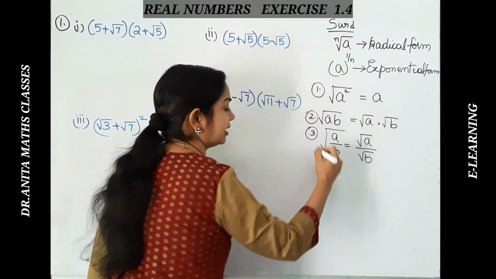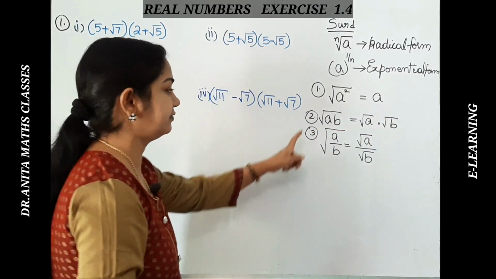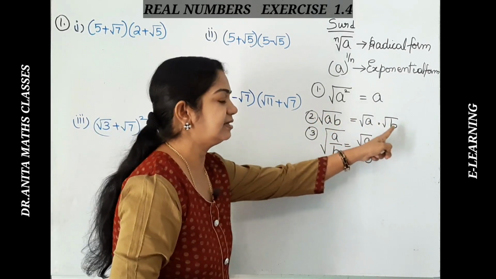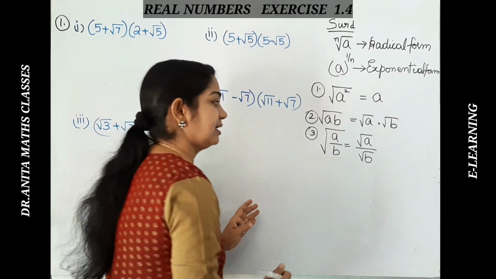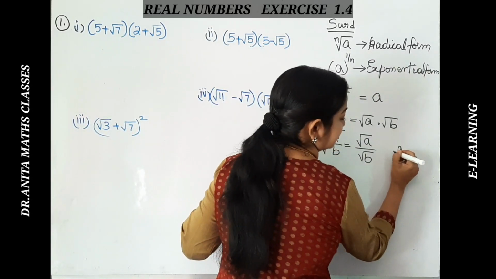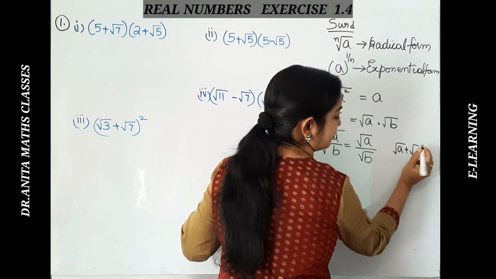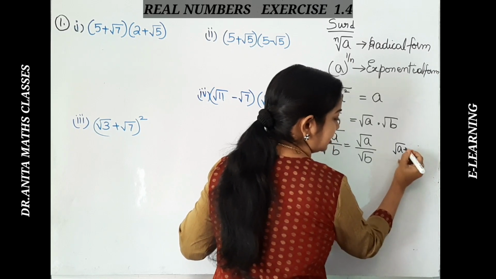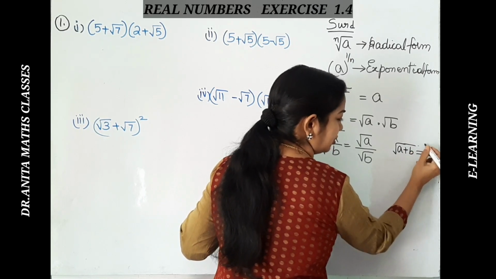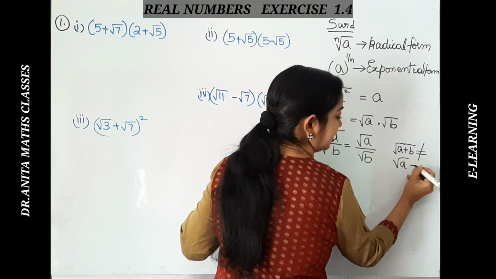Here we can see that in multiplication and in division we can split the square root, but in the case of addition, this is very important: the square root of a plus b is never equal to root a plus root b.